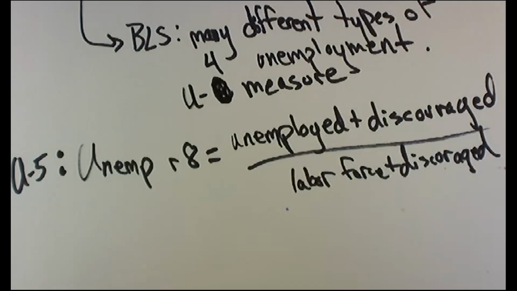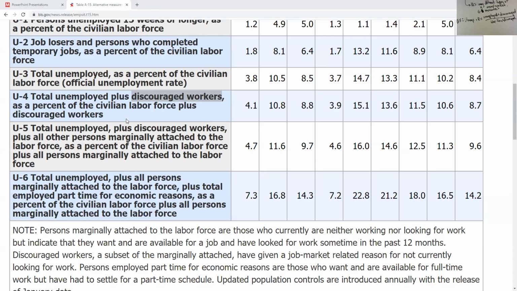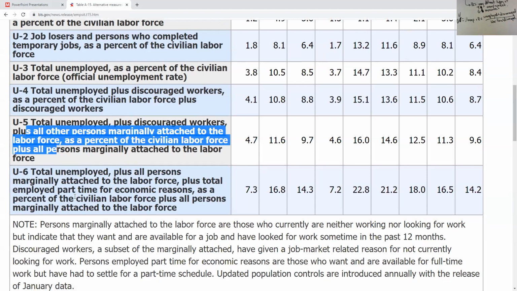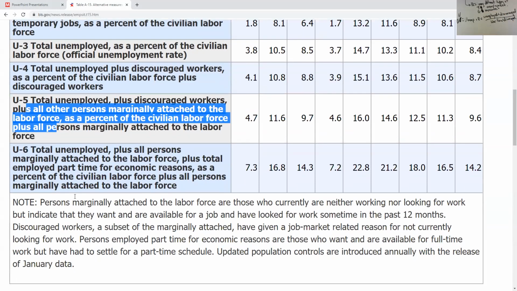So let's go back to our table here. So we have another measure here. I messed it up. It was U3 and U4. So we have another measure here, right? U5, the total unemployed persons plus discouraged workers plus all others marginally attached to the labor force, right? And so what are we talking about by marginally attached to the labor force?